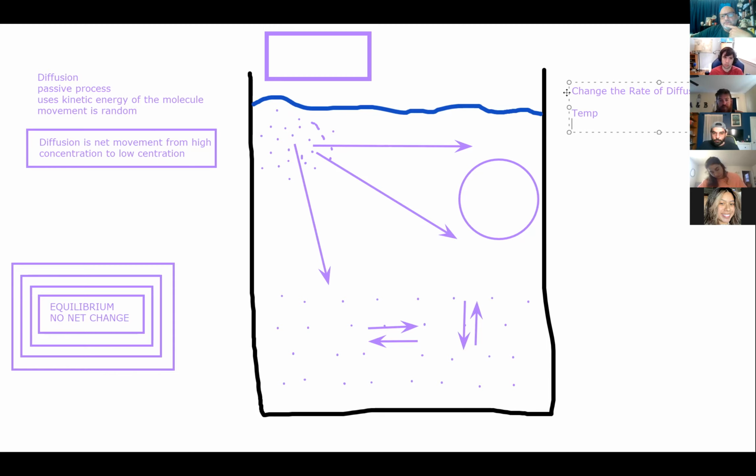pH? It can, but not necessarily. It will for some things, but not for others. You are right. We want more general universal rules here, though. Size, like farther apart? I like that. Distance, right?